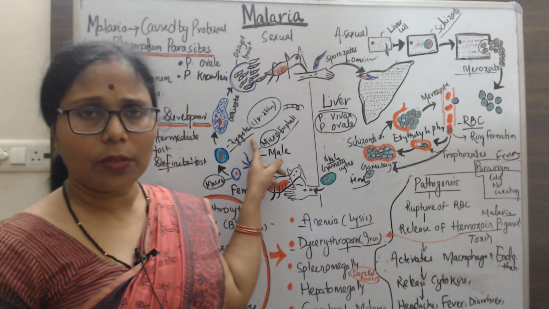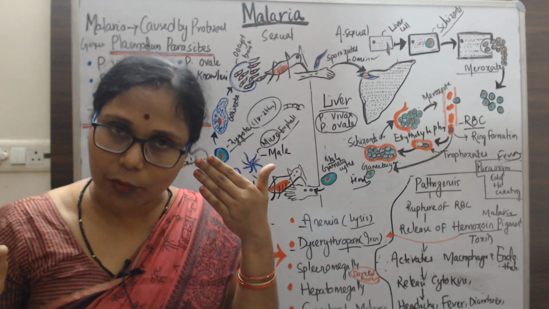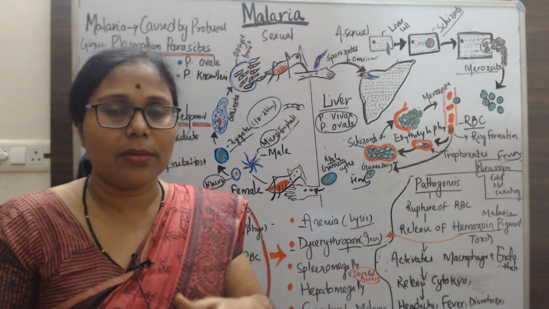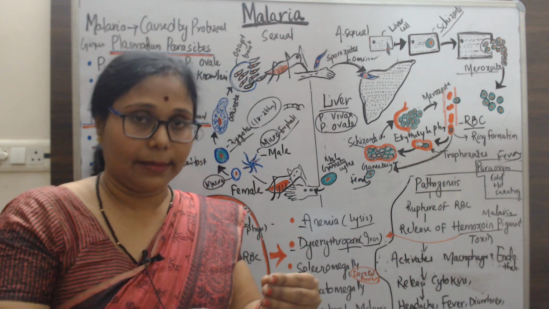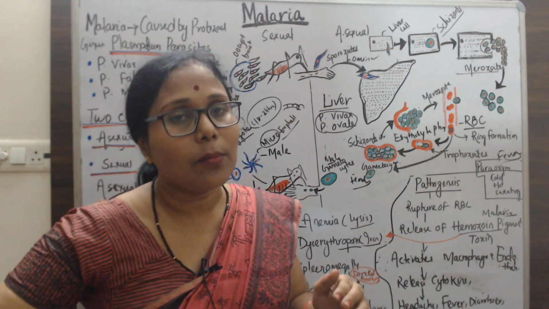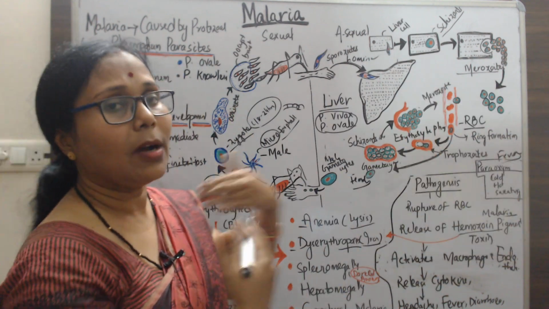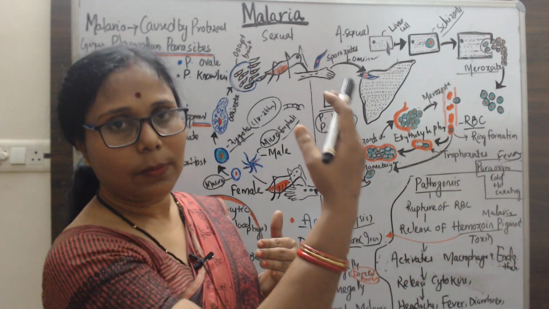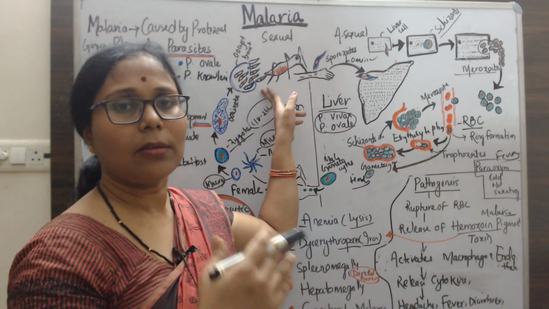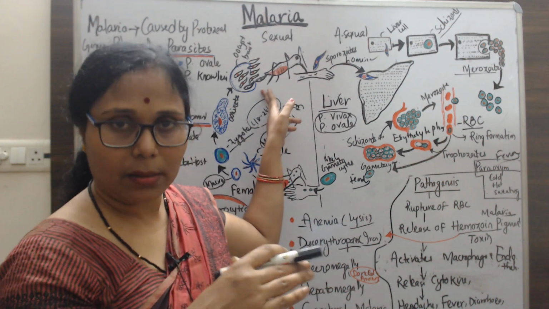When the zygote is formed, it is motionless, not moving, but after 18 to 24 hours it becomes motile, or kinetic. So that is the ookinete stage. Then they take motion and move from the gut to outside. When the ookinetes come out from the alimentary canal, the gut of the female mosquito, they come to the outer part, or the cavity of the mosquito.